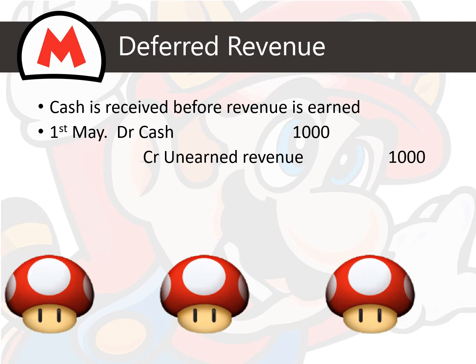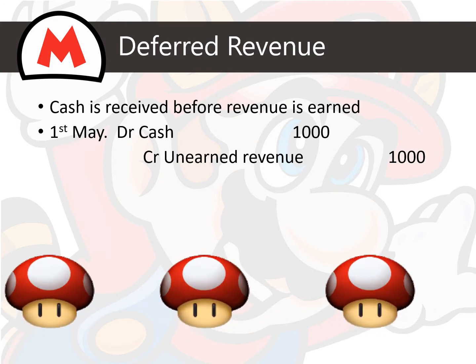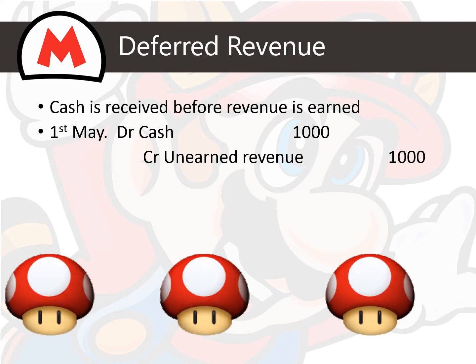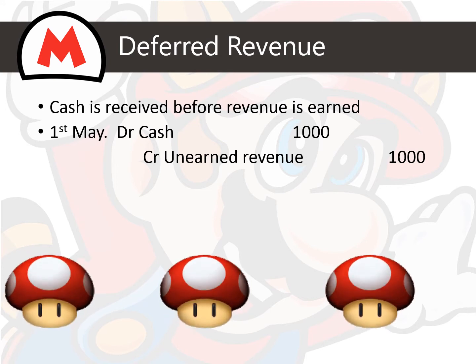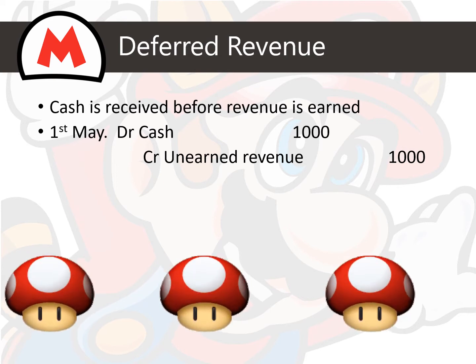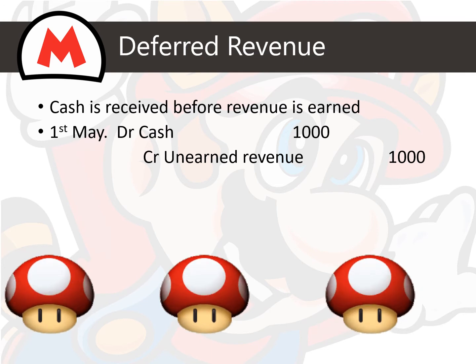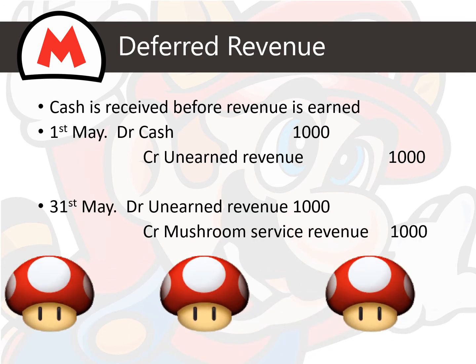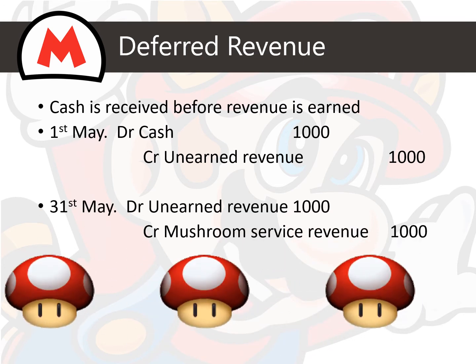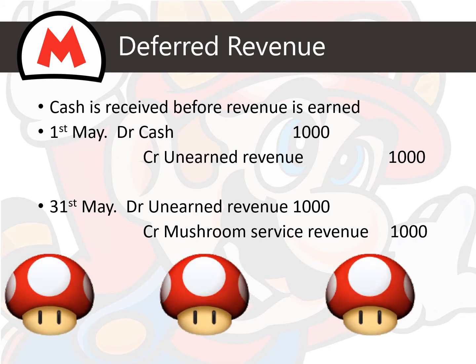Note that the unearned revenue account is a liability account because it is money that is going to be paid back. Now on the 31st of May, Mario has gathered the mushrooms and has given them to Luigi, thus performing the service. An adjusting entry is needed to record the revenue earned. So Mario's adjusting entry would debit unearned revenue 1,000 and credit mushroom service revenue 1,000.